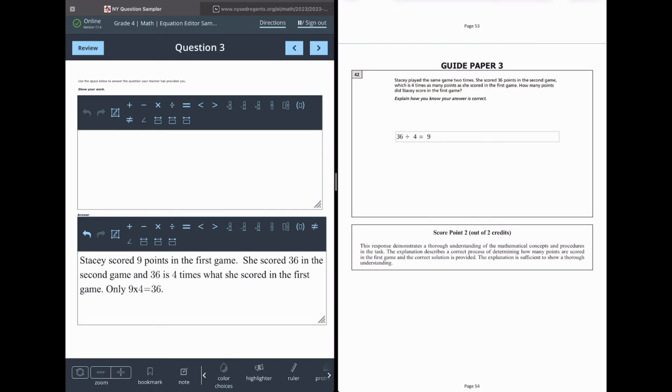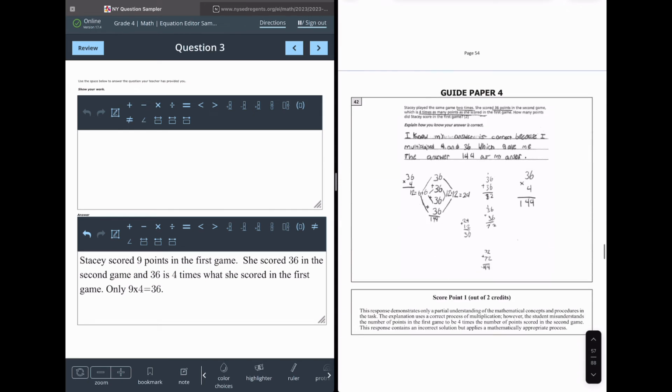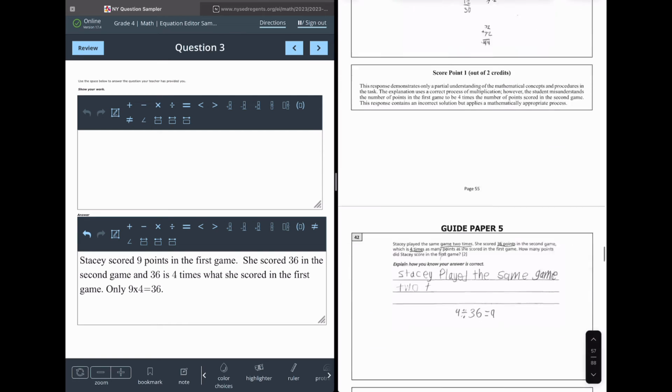Stacy scored 9 points. Here's a kid who only gets 1 point. I know my answer is correct because I multiplied 4 and 36. So that's not true. They did 4 times 36. So that's a mistake. And the answer is 144. So they multiplied the wrong things. So you can see where they made that mistake. Let's see if there's another mistake.